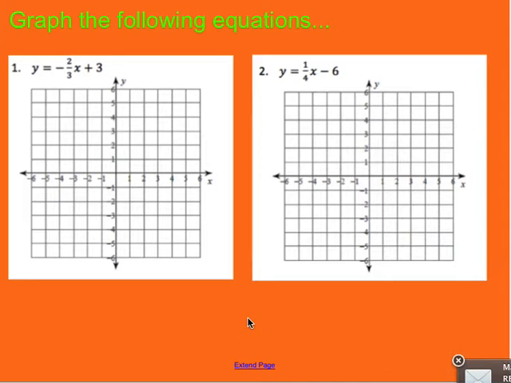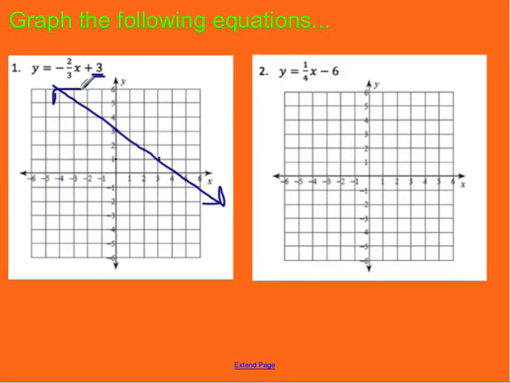So here I notice that we're crossing the y-axis at 3. And then from there, we're going down 2 and right 3. Remember, if your slope is negative, your line should be going down. So I went down 2 and right 3 from that y-intercept. So now I can graph that line.